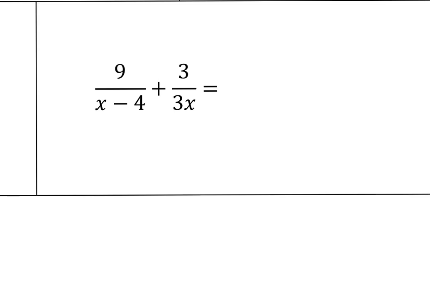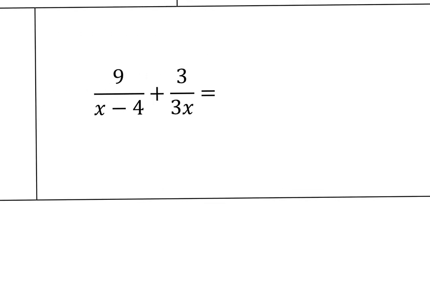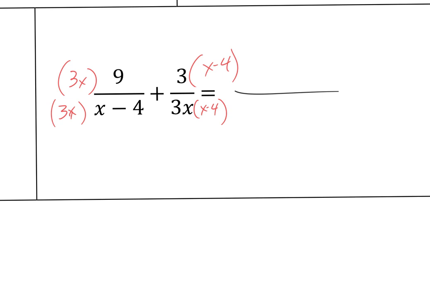Ooh, now we have binomials in the mix. On this one, there are no common factors here, so we're just going to go straight up 3x, 3x. And over here, x minus 4, x minus 4. All right, what I like to do again, let's just think. What would the denominator be? It's just going to be this, right? 3x times x minus 4. So let's just write that. We don't have to actually multiply it out. I would leave it in factored form. It'll make your life easier.